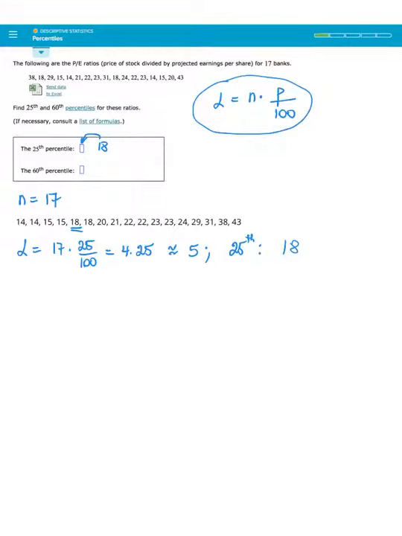Let's do a similar process for the 60th percentile. We need to compute L, sample size 17 times 60 over 100. This quantity comes out to be 10.2, and when I round it up to the next whole number, 11, it means that the 60th percentile is the number in the 11th position in my data. Let's take a look: this is 5th, 6th, 7th, 8th, 9th, 10th, 11th. It happens to be this 23 right there. So 23 is the answer for the second part of this question.